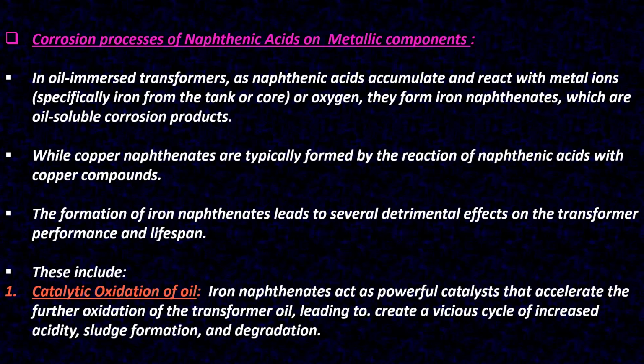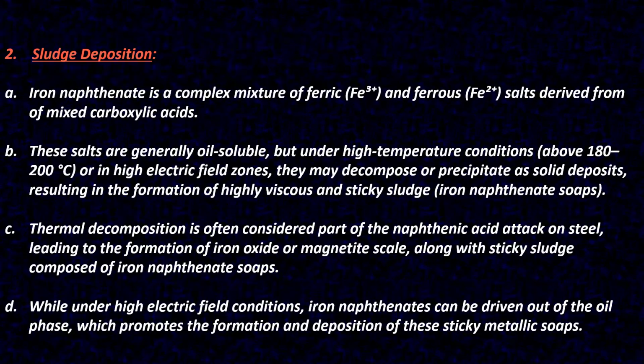Iron naphthenates act as powerful catalysts that accelerate the further oxidation of the transformer oil, creating a vicious cycle of increased acidity, sludge formation, and degradation. Number two, sludge deposition. Iron naphthenate is a complex mixture of ferric, that is Fe3+, and ferrous, Fe2+, salts derived from mixed carboxylic acids.